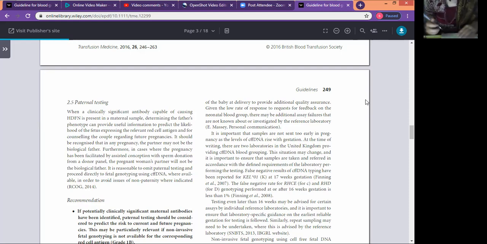Now also we need to mention the technology that had been used, whether it was a gel or tube testing or a solid phase testing. Now this is all about the maternal part of it. Now we come to the paternal testing.